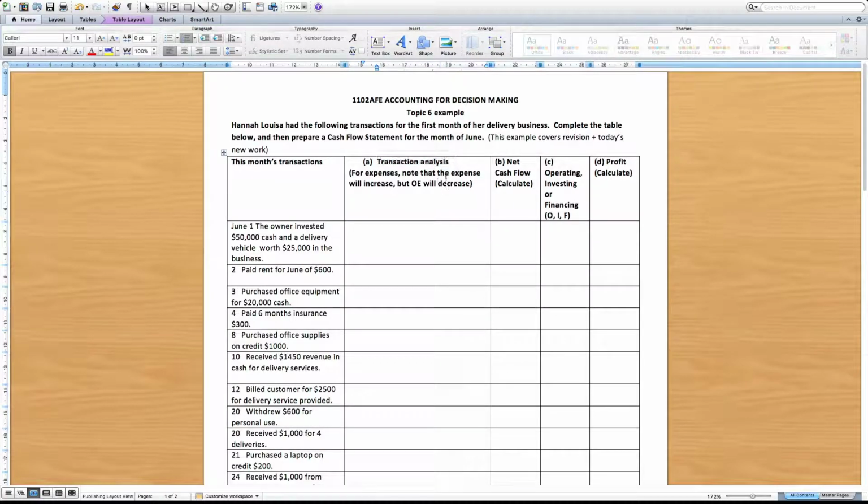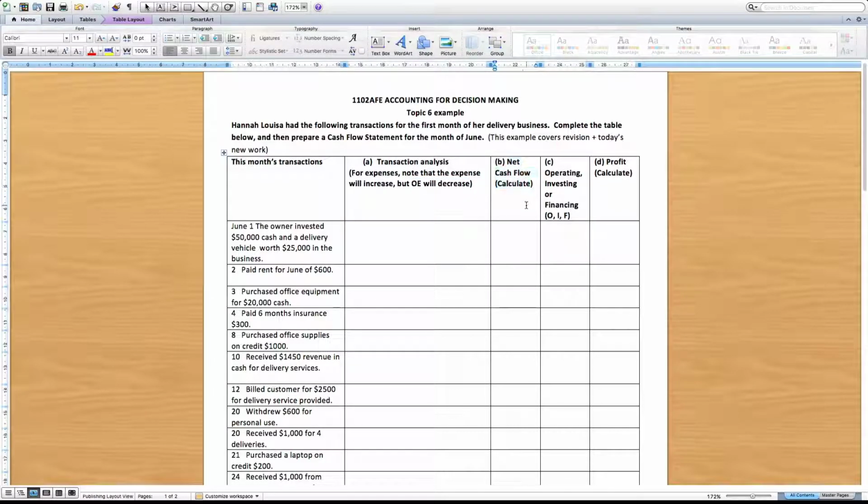So just note here that our expenses do increase, but the impact on owner's equity is that owner's equity does decrease. Because when we incur an expense and that expense goes up, expenses decrease owner's equity. That's their ultimate effect.